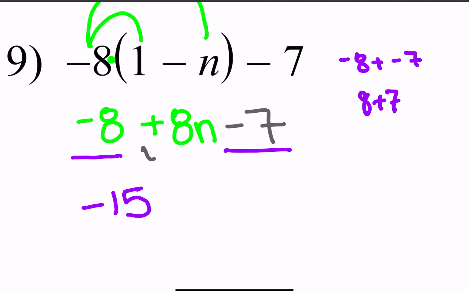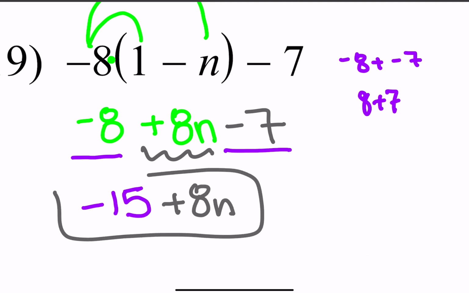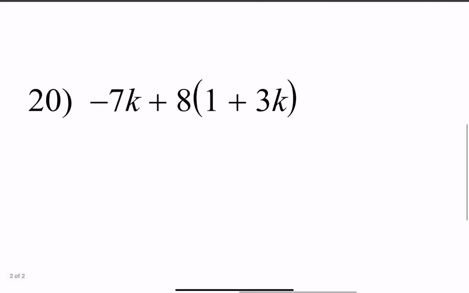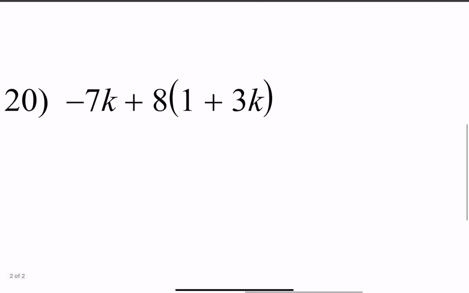We didn't mess with that plus 8n, so we just bring it down, because there's no like term for that guy. He's lonely. All right, let's look at 20. So 20, we have a parentheses, but we can't do anything. We can't do 1 plus 3k. They're not like terms. So we got to get rid of that parentheses somehow, and parentheses mean multiply, so that means we're going to be multiplying this 8, and it's positive, so that's even better.